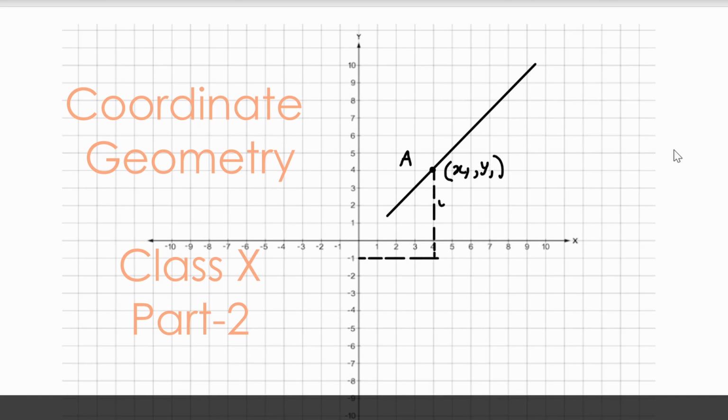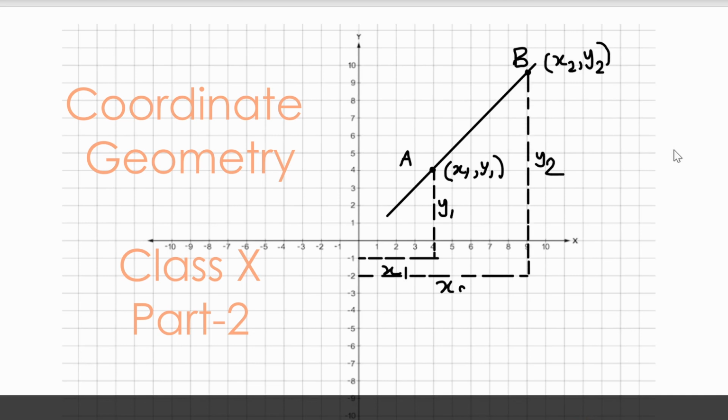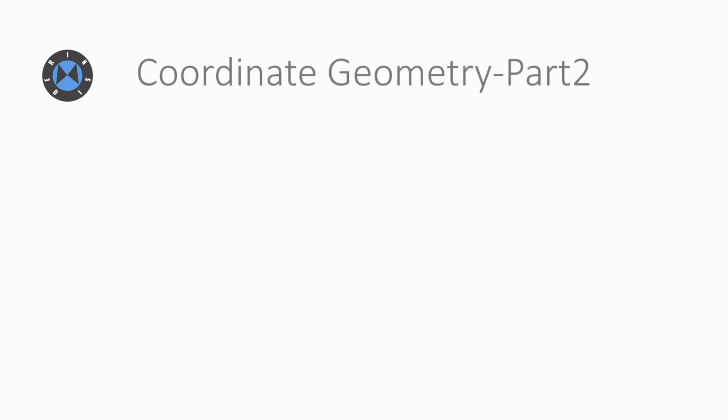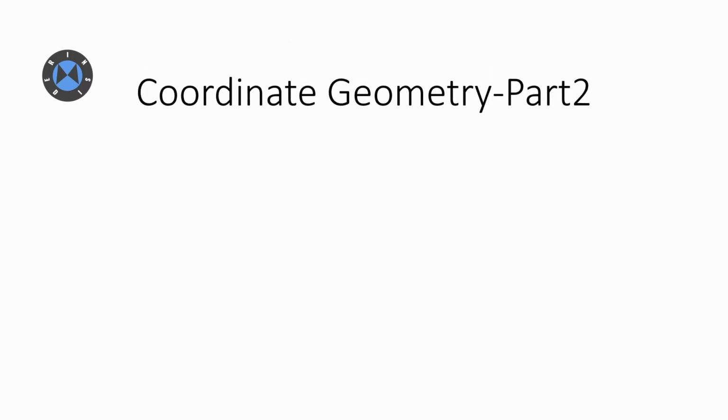Today we're going to discuss coordinate geometry class 10 part 2, which is basically the extension of part 1. We'll take different examples and see more and more concepts solving the problems, and let's get started. Today we are going to discuss the following topics about coordinate geometry part 2.